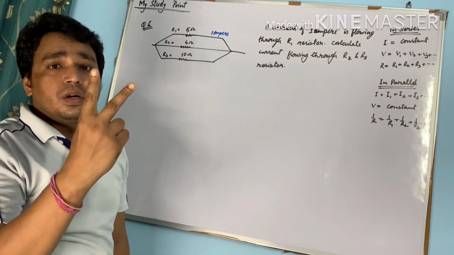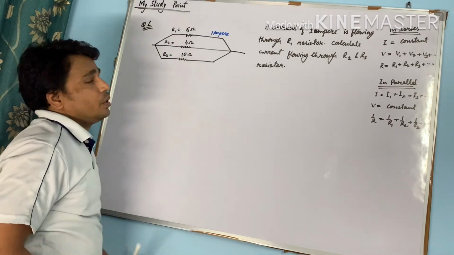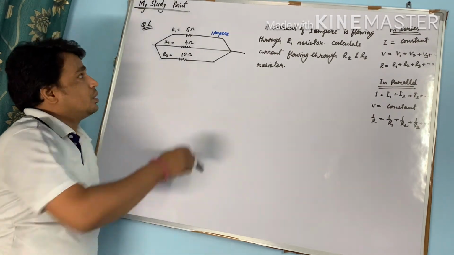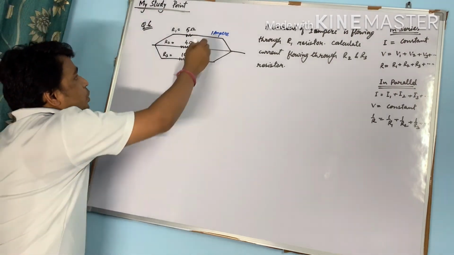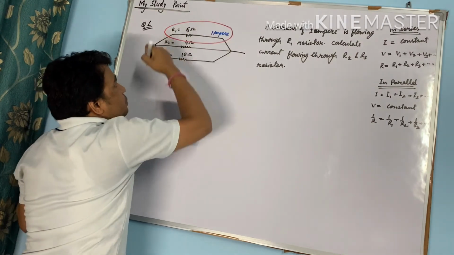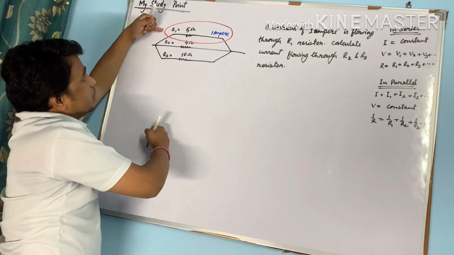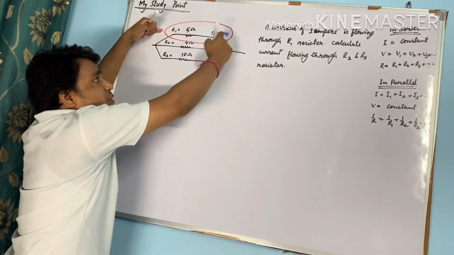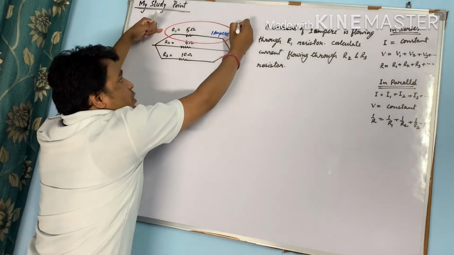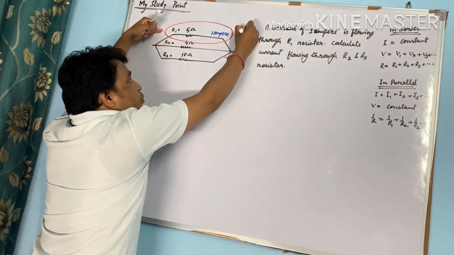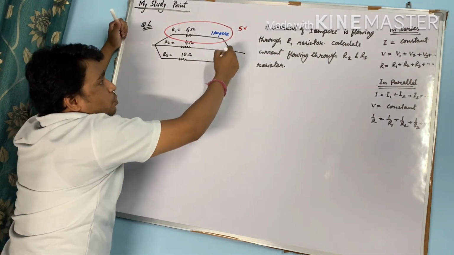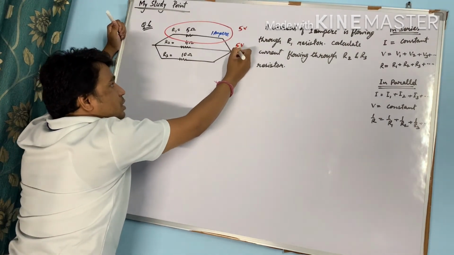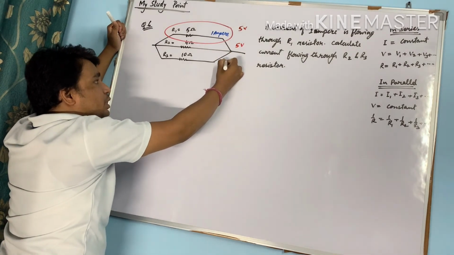So what is constant in parallel? We are given current in this, but current is not constant, voltage is constant. So we have to calculate the voltage first. See the first one, resistance is given 5 ohm and current is given 1 ampere. So potential difference will be 5 into 1, that is 5 volt. Since potential difference is constant in parallel, 5 volt will be here also and here also.